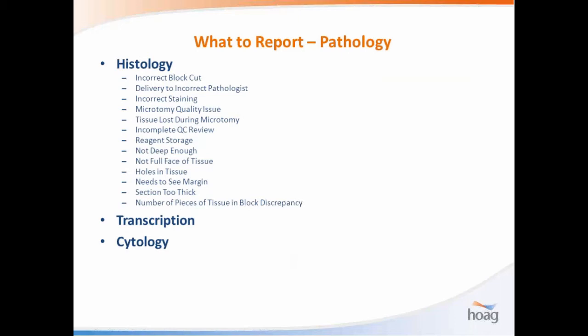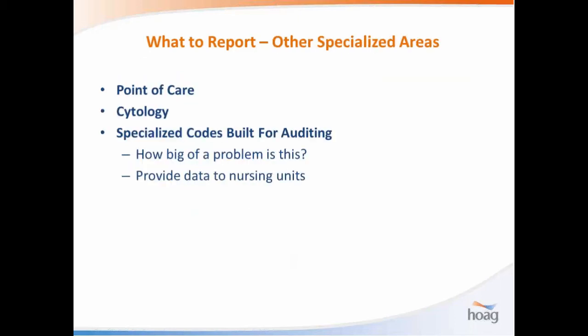So we've developed some very specific ones for pathology, point of care, cytology, and really if we run into a new problem, for example, we just went live on computerized physician order entry, and we started having a problem of samples appearing without orders. So we built a code in the OTIS system for tracking, and we let staff know, hey, if you see this, report it in OTIS, and that allows us to provide data to the nursing unit. So you can build customized codes as new products come along, and if there's something you want to monitor for a short time.